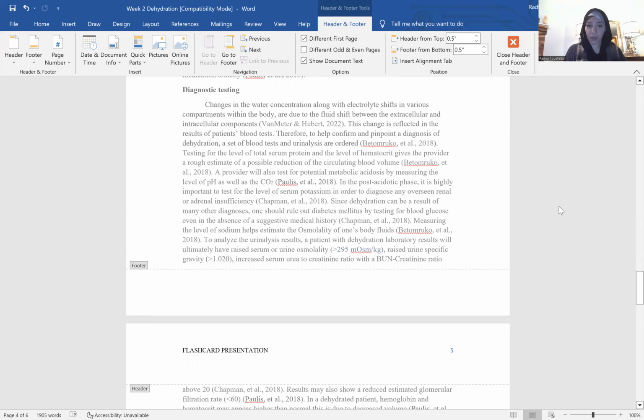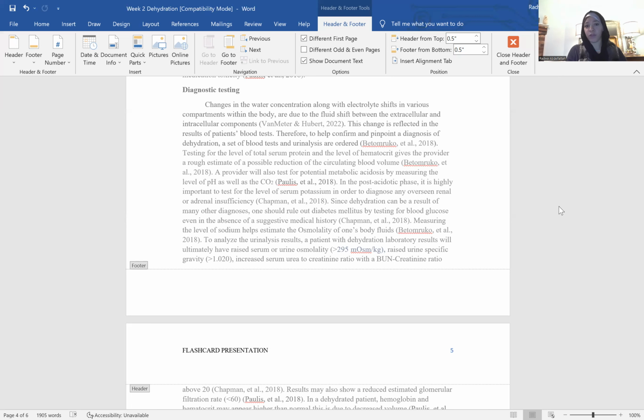Diagnostic testing. Changes in the water concentration along with the electrolyte shifts in various compartments of the body are due to the fluid shift between the extracellular and intracellular components. This change is reflected in the results of patients' blood tests. Therefore, to help confirm and pinpoint a diagnosis of dehydration, a set of blood tests and urinalysis are ordered. Testing the level of total serum protein and the level of hematocrit gives the provider a rough estimate of a possible reduction of the circulatory blood volume.